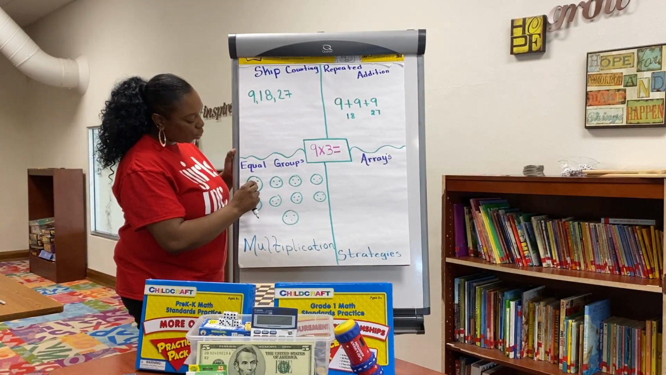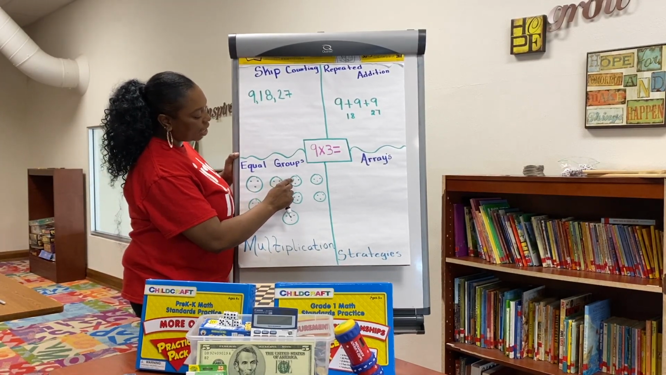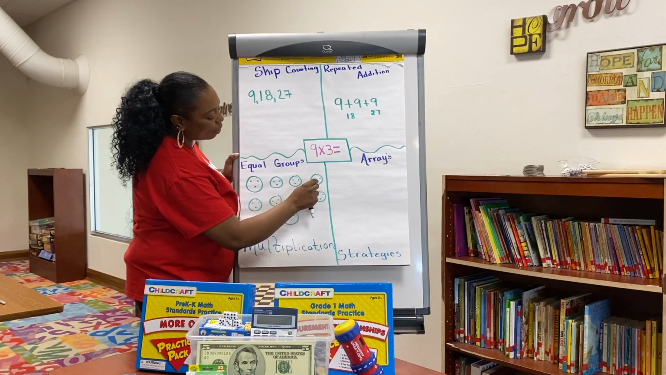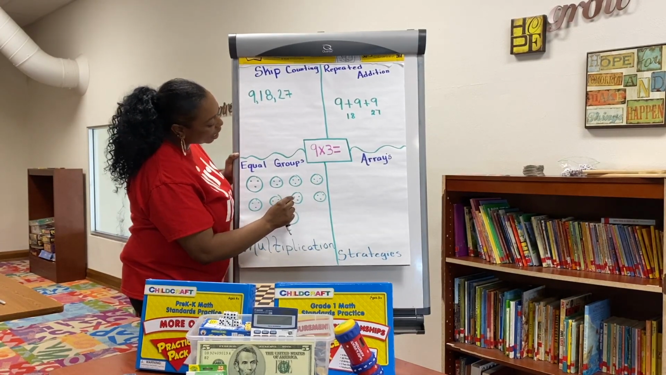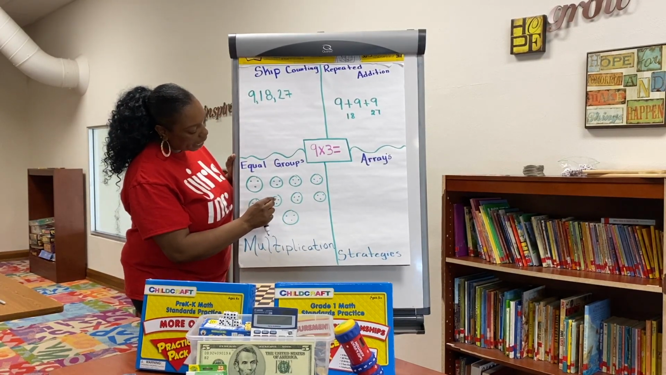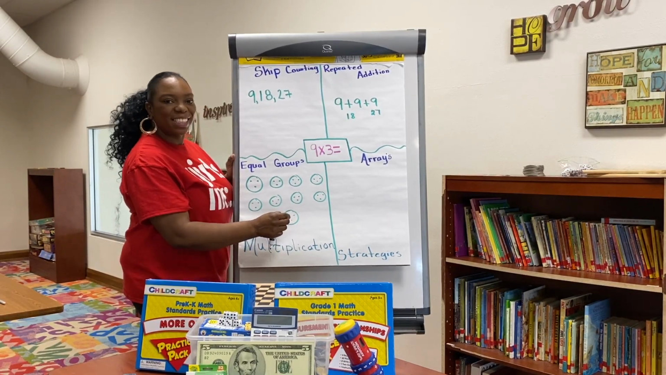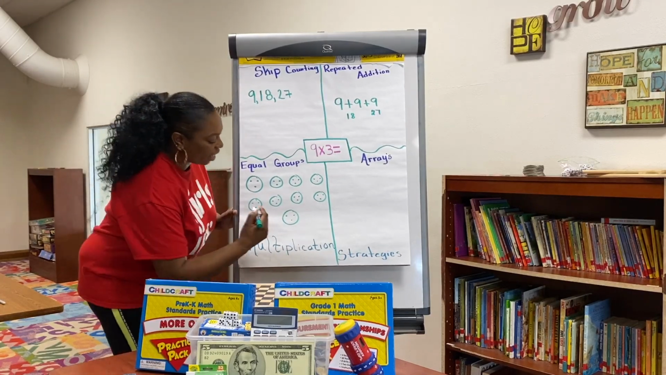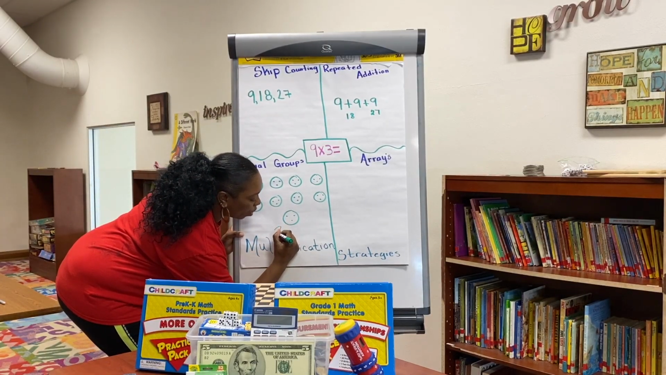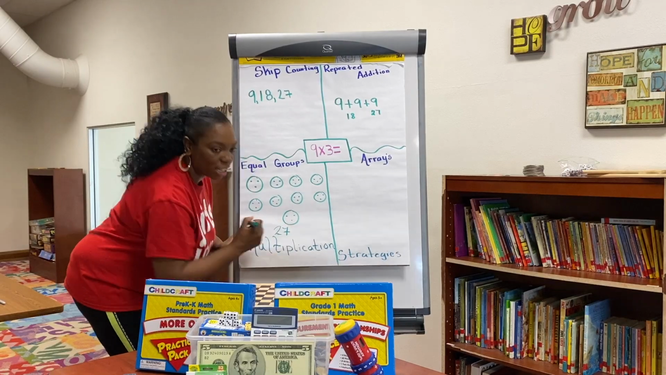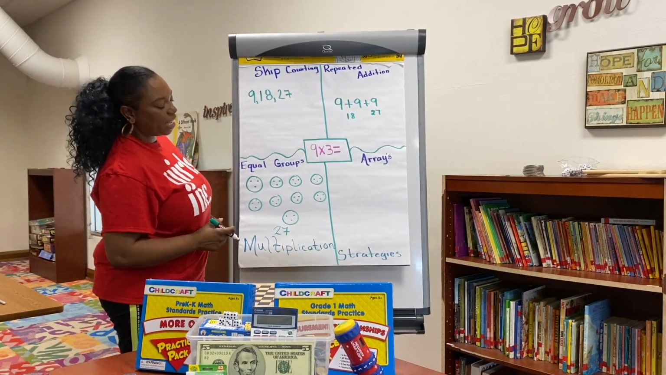So 1, 2, 3, 4, 5, 6, 7, 8, 9, 10, 11, 12, 13, 14, 15, 16, 17, 18, 19, 20, 21, 22, 23, 24, 25, 26, 27, and again. So we have 27, and we'll write that 27 down here just for a mental note. That was the equal groups.